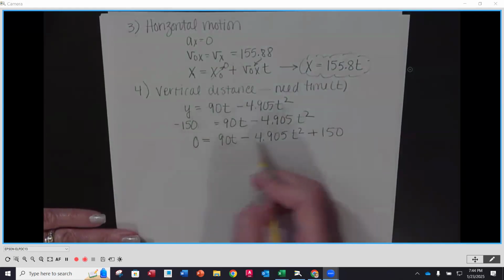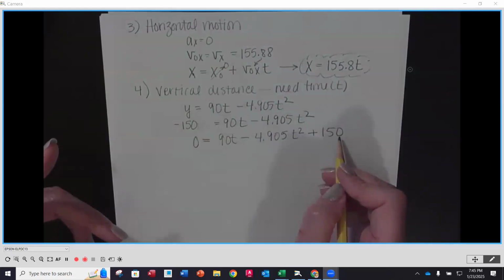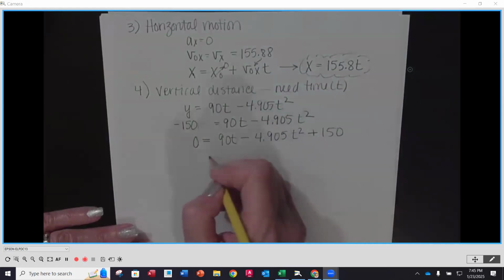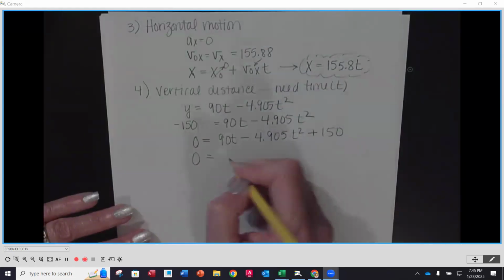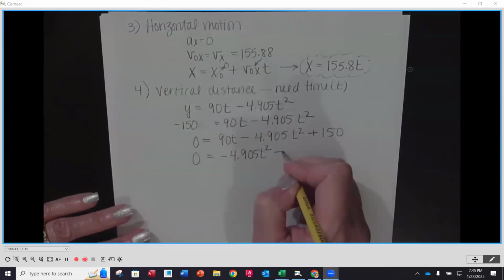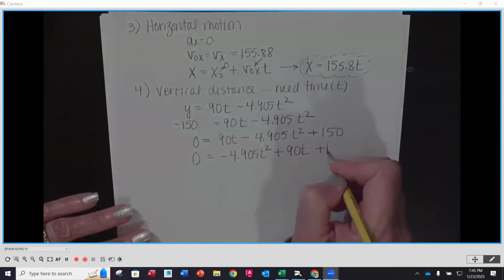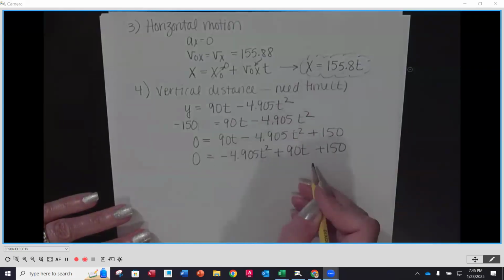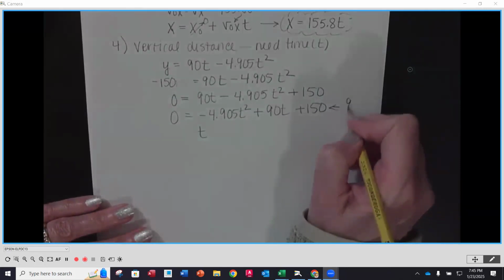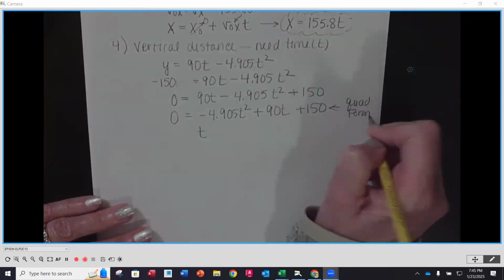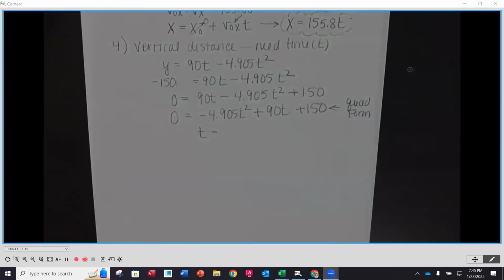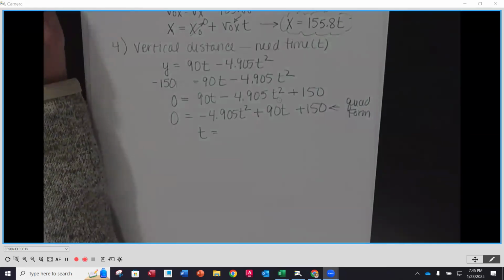That's distance as a function of time, and because we've got the square and the t here, this is in a quadratic form. So if I want to put it in the official quadratic form, I want to put the square first: minus 4.905 t squared plus 90t plus 150. We can find t using our quadratic calculator. So I'm going to just point at this and say quad form, because now I can go to my calculator and find what that value of t is when my y becomes 0.